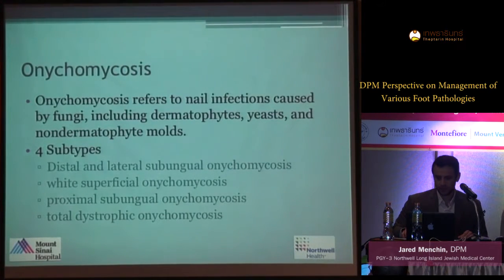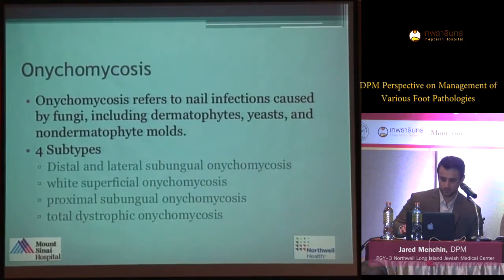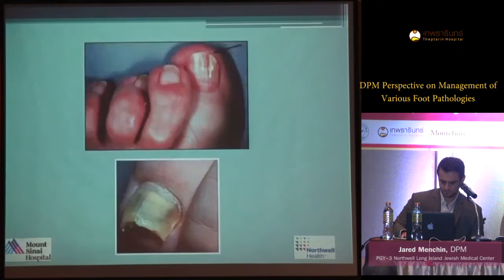So we'll start off with the nails, with onychomycosis. This is a nail infection caused by either a fungus, such as a dermatophyte, a yeast, or non-dermatophyte molds, which sometimes can cause nail dystrophy. There are four subtypes. These include distal and lateral subungual onychomycosis, which is going to be the most common that you're going to see, white superficial onychomycosis, proximal subungual onychomycosis, and total dystrophic onychomycosis.